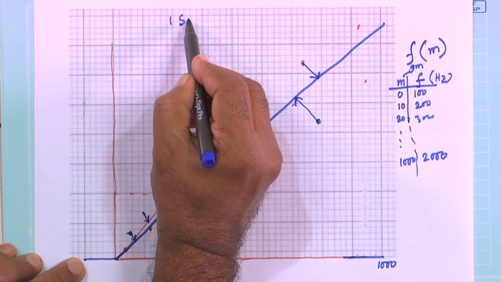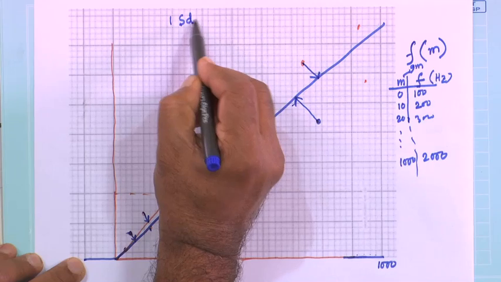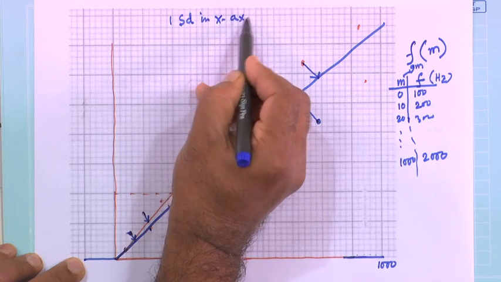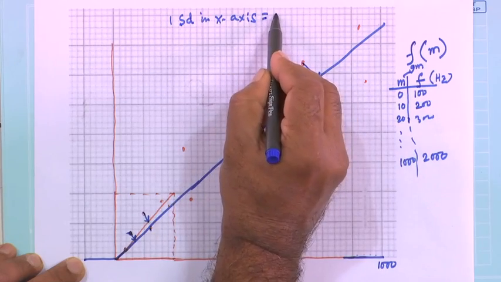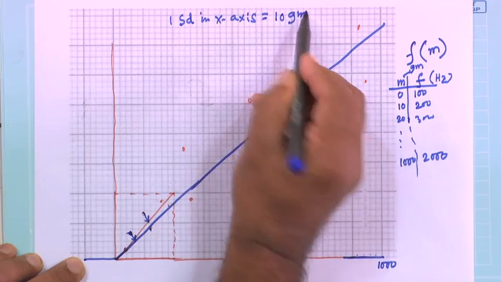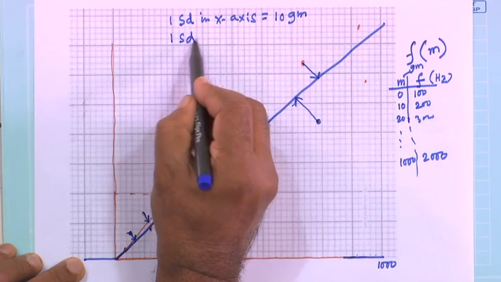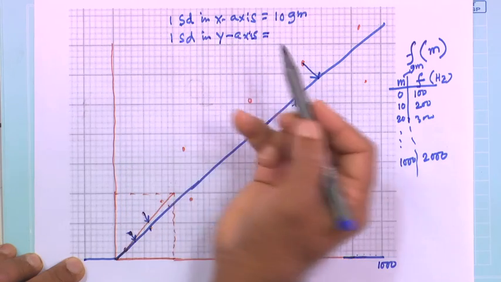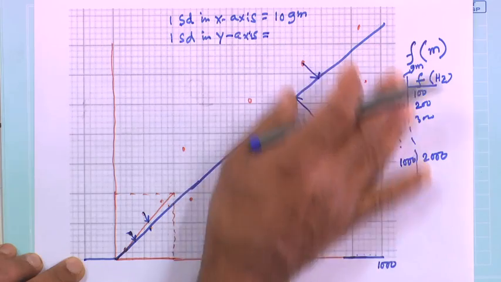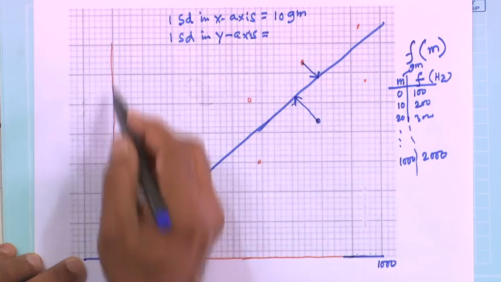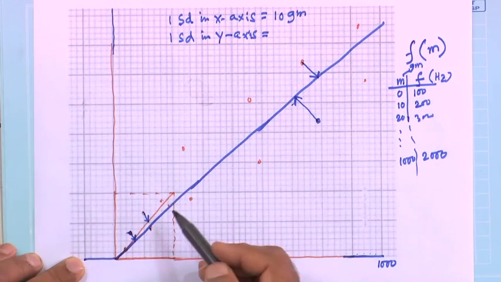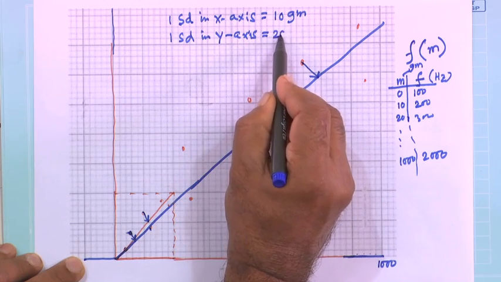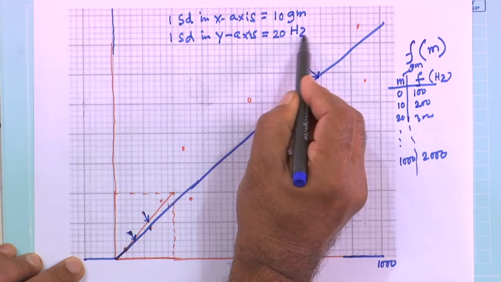So you have to define one smallest division in the x axis equal to 10 gram. Similarly, one smallest division in the y axis equal to, you have to define. So this is 2000. If it is also 10 divisions, then basically it will be 20 hertz.